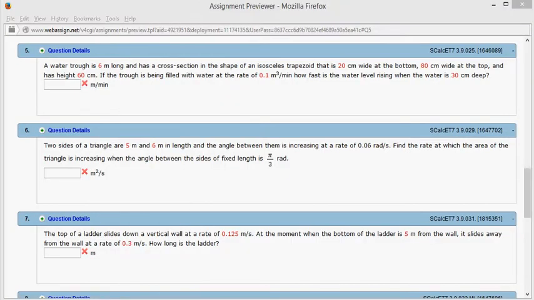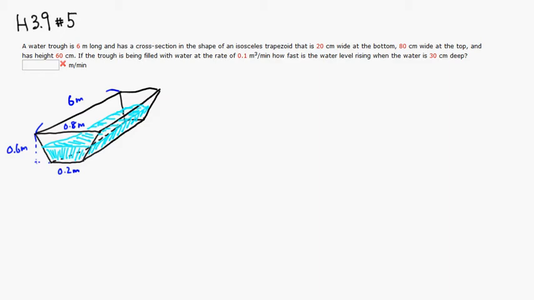Alright, let's look at homework 3.9, problem number 5. This is a water trough problem. I already drew the picture and put in all the measurements there. So you have the water, and what we want to do is express the volume in terms of the height of the water, or the depth of the water, maybe I should say. If the depth of the water here is, let's call it H, then how would you express the volume of the water?